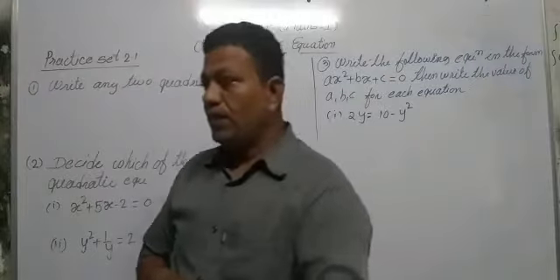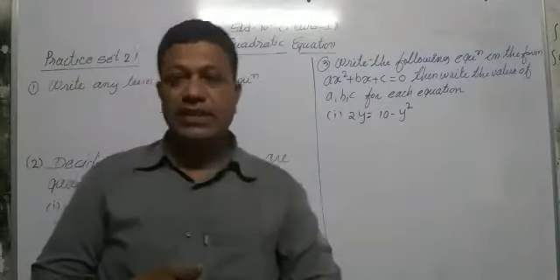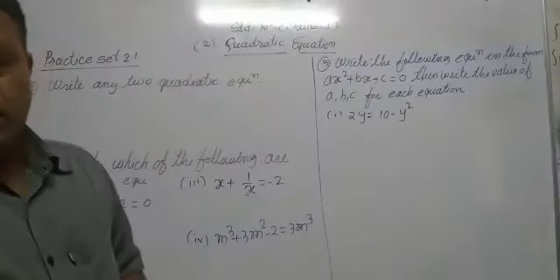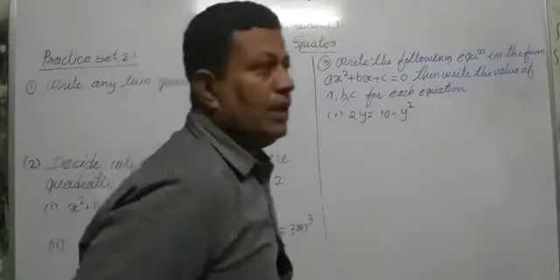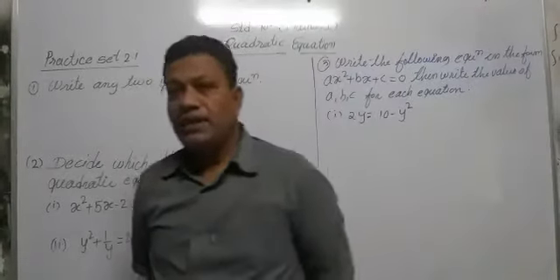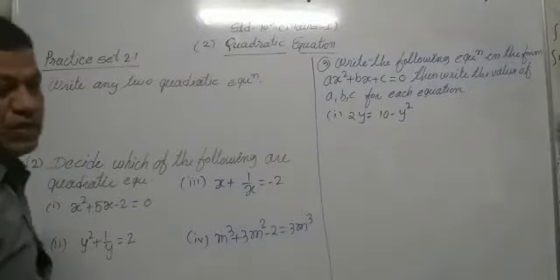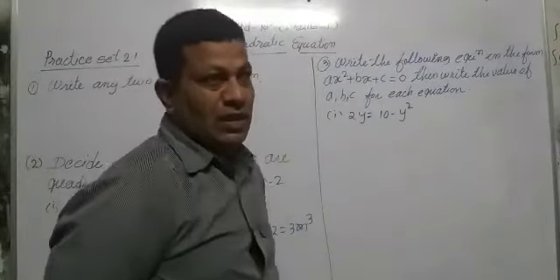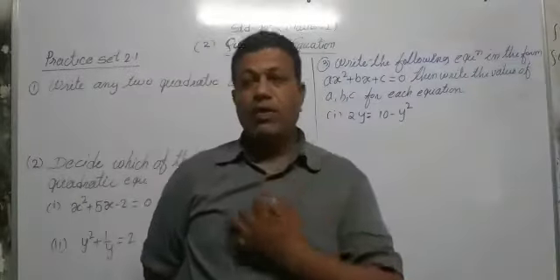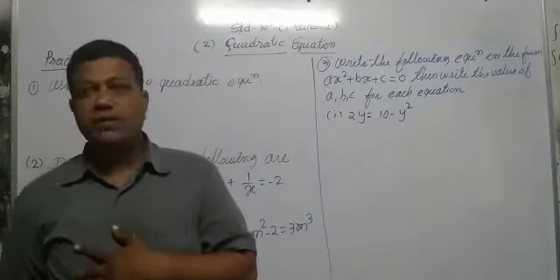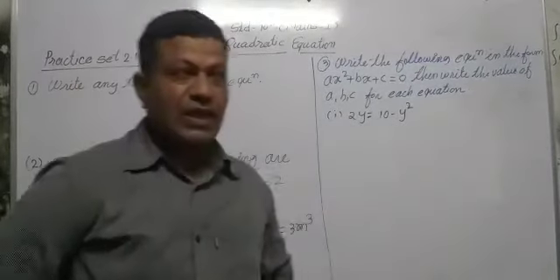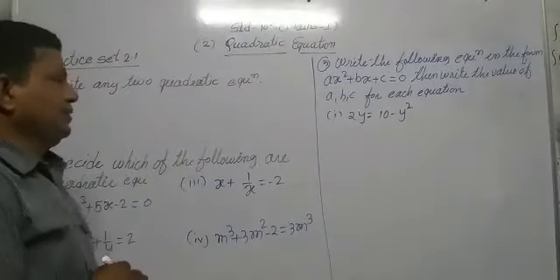In standard form, that is ax square plus bx plus c is equal to 0. This is our standard form. In the standard form, a, b, c are real numbers, and all of you know that a is not equal to 0. In simple way, if the highest power of the variable is 2, then the equation is a quadratic equation.